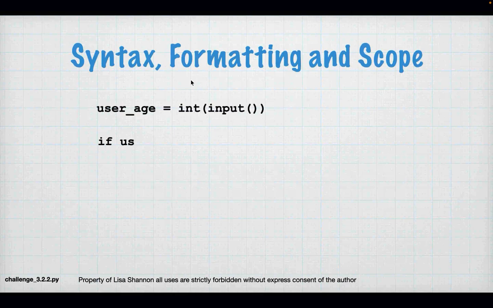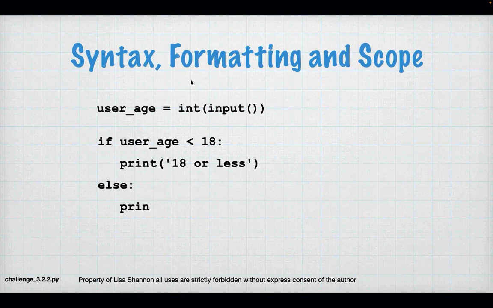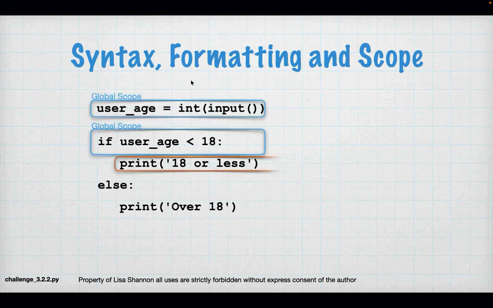So let's talk about syntax and formatting. I'm going to input a user age, and I now have this new stuff here. I have if user underscore age is less than 18, then print 18 or less, else print over 18. So let's break this down and look at the pieces and parts.